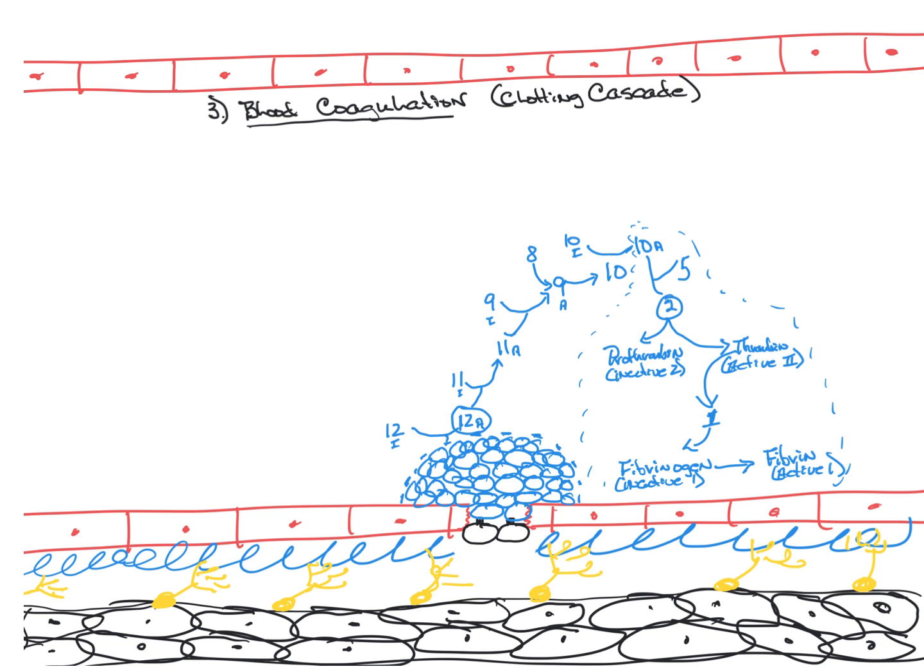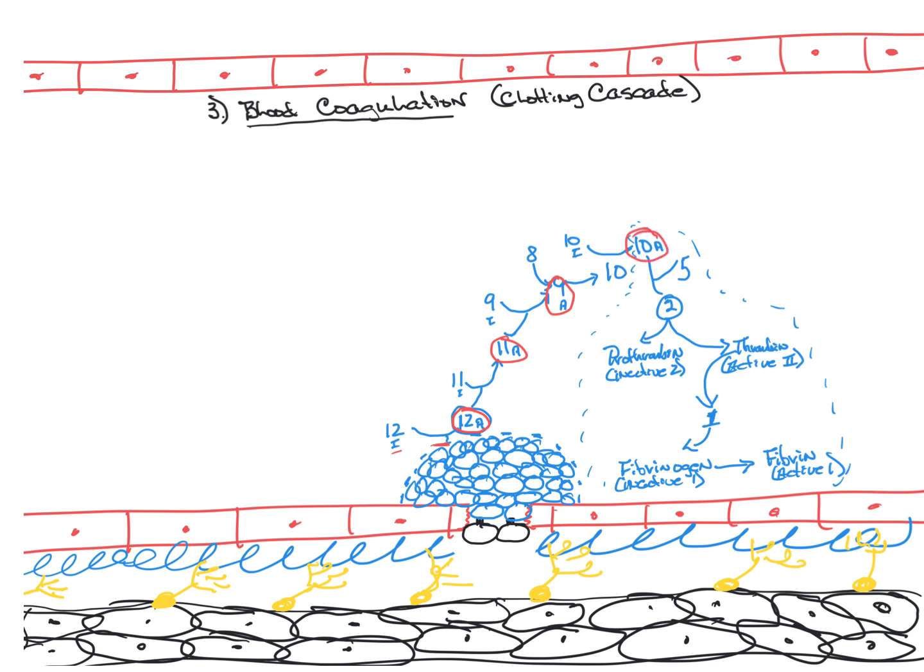Once the platelet plug forms, it creates a negative charge around it. These clotting factors are produced by the liver, and they're floating around in the bloodstream. 12 then, in the inactive form, comes and hits these charges, and it becomes active 12. 12 then converts inactive 11 to active 11. 11 will take inactive 9 and convert it to active 9. 8, combined with active 9, will convert inactive 10 to active 10.